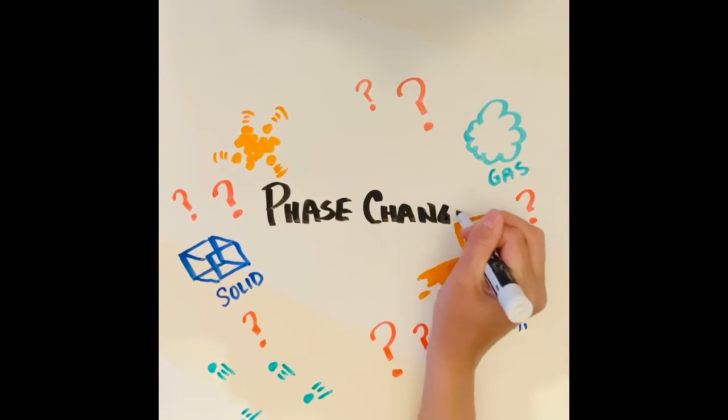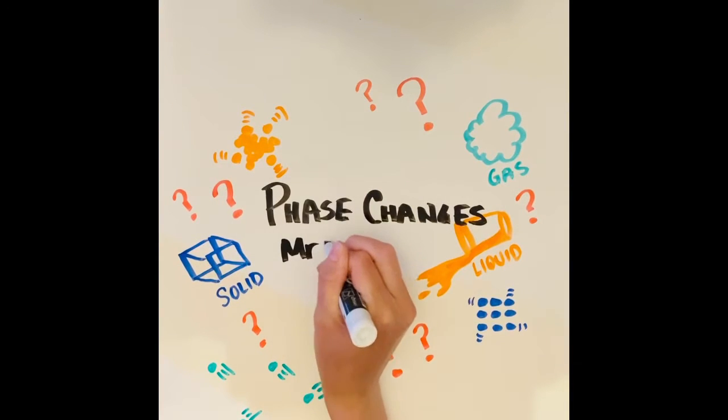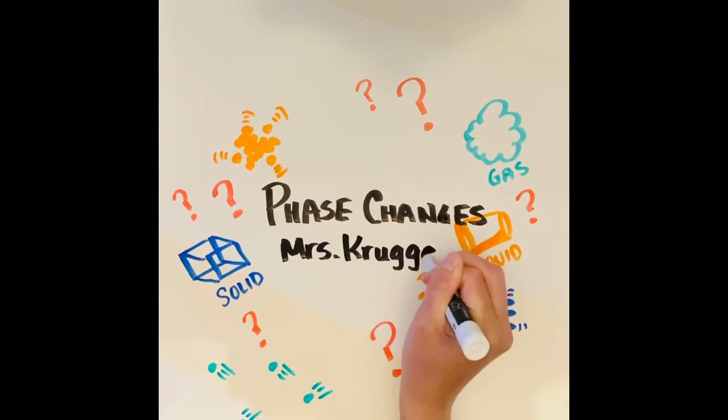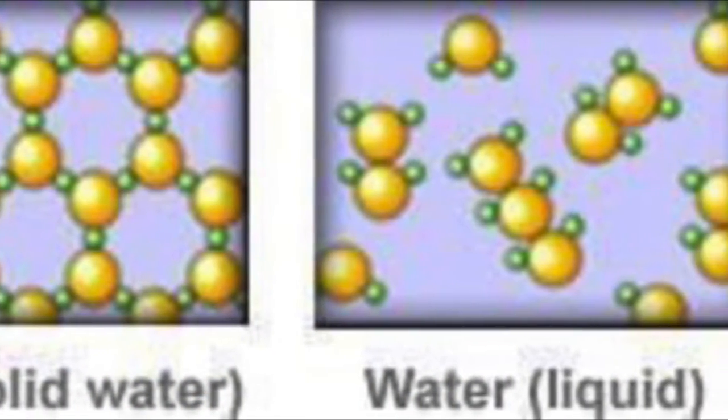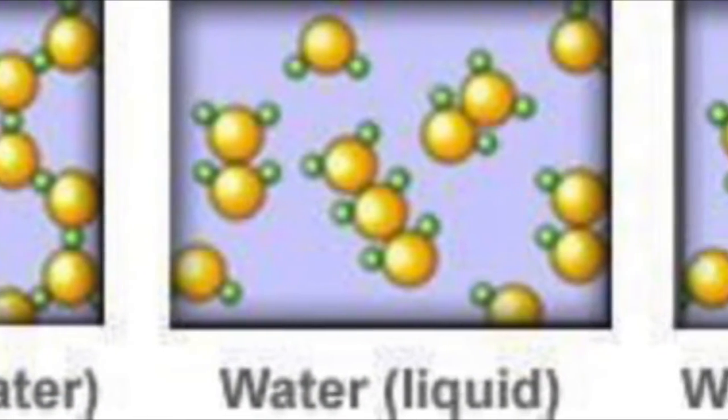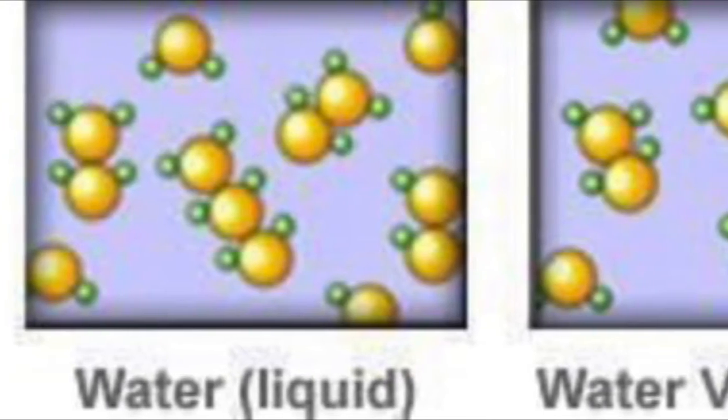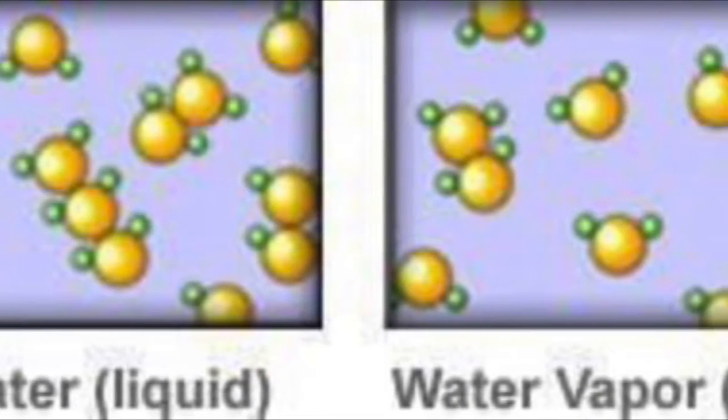Today we are going to talk about phase changes. So what are phase changes? Well, it's change from one state of matter to the next. In last week's video, we learned about the particle arrangement of solids, liquids, and gases.